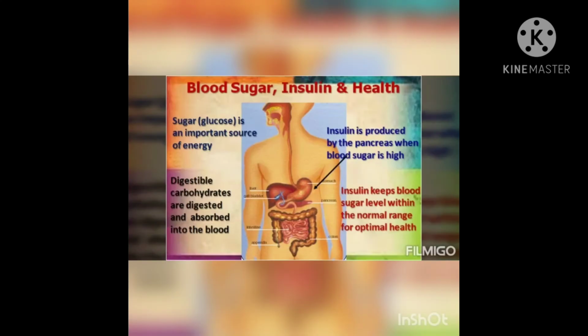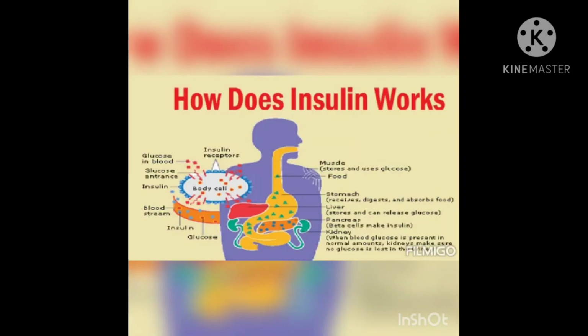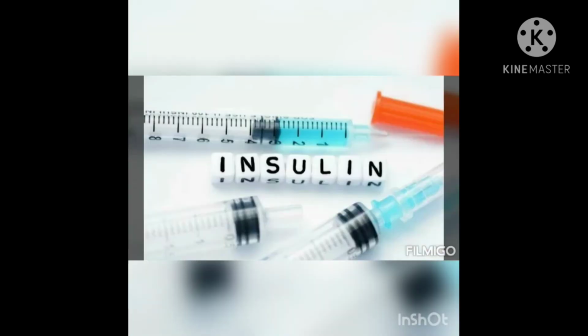Insulin is produced by the pancreas when blood sugar is high. Some cells use the glucose as energy. Other cells, such as in our liver and muscles, store any excess glucose as a substance called glycogen. Our body uses glycogen for fuel.